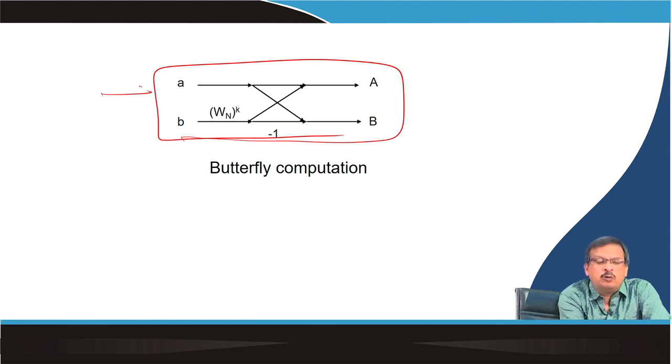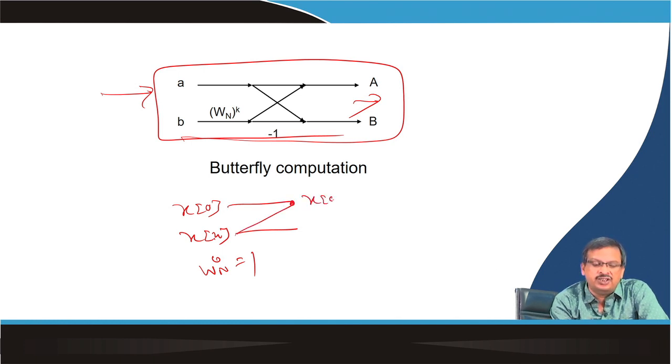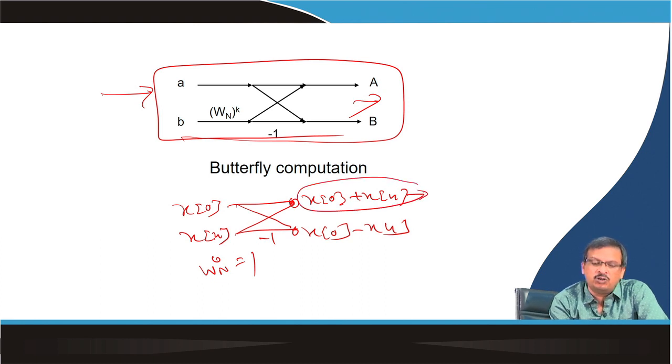So, here is the input and here is the output. Initially I take input x 0 and x 4, I compute W n to the power 0, which is 1. I know the value of x 4 and the value of x 0. So, this one is nothing but x 0 plus x 4, and this one is nothing but x 0 minus x 4. So, I got this point and this point. This is the output, so this is A and this is B.